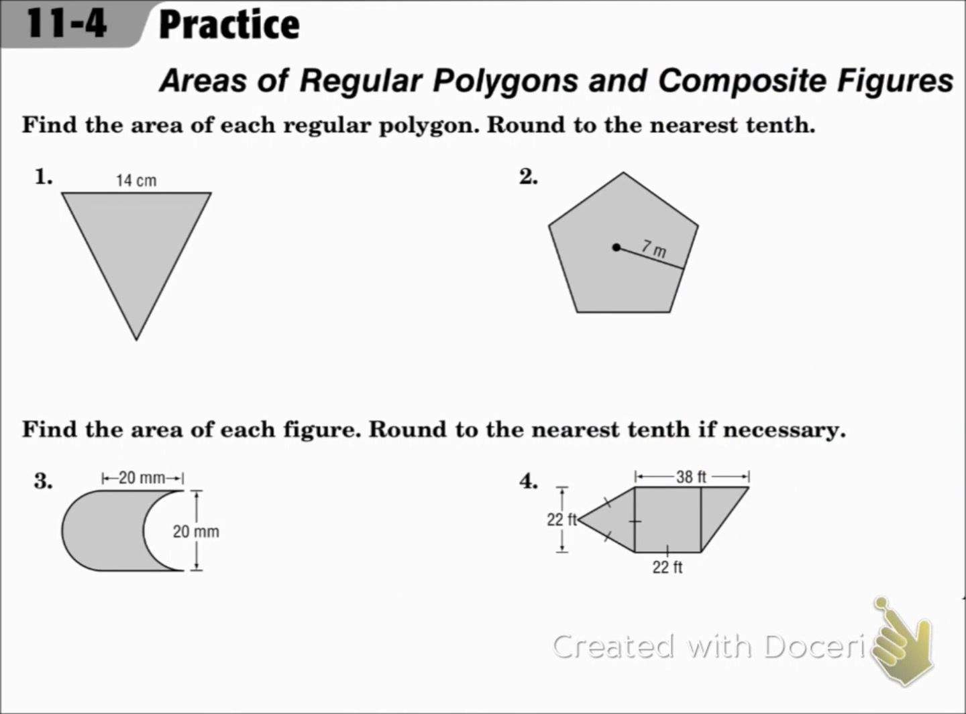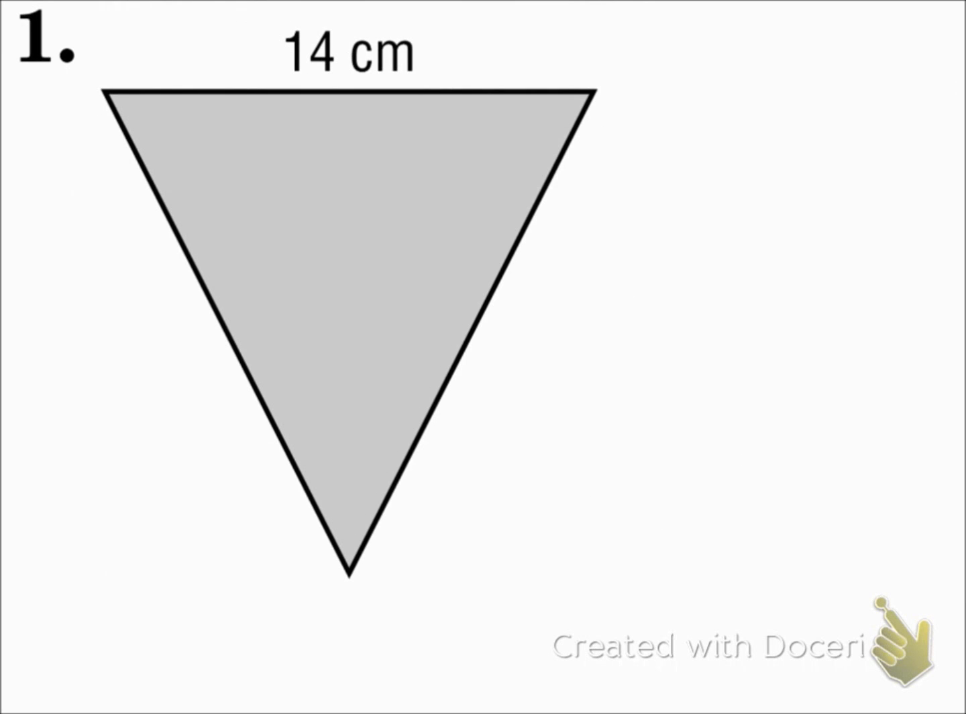This is lesson 11.4, areas of regular polygons and composite figures. Your objectives are to find the areas of regular polygons and find areas of composite figures. Find the area of each regular polygon, round to the nearest tenth. For a regular polygon, the area is equal to half the perimeter times the apothem.